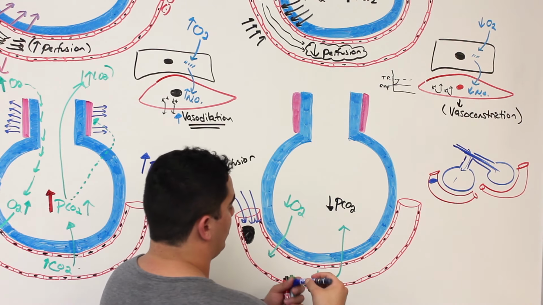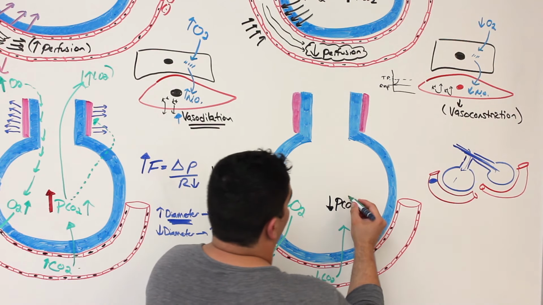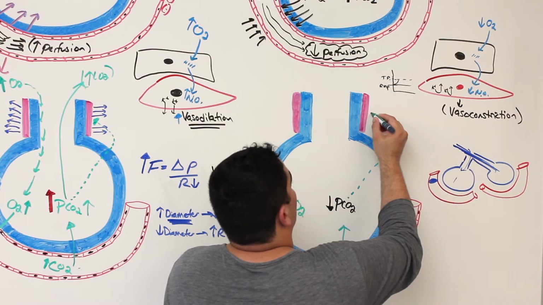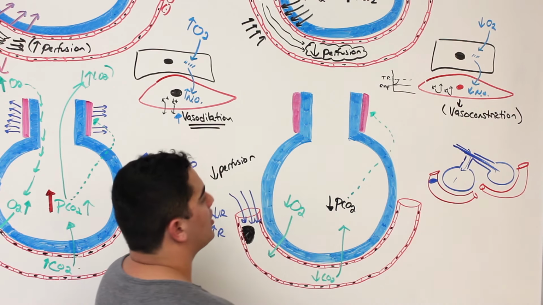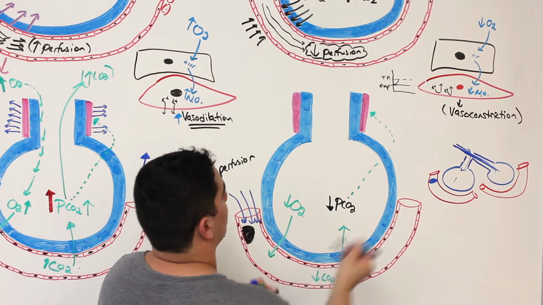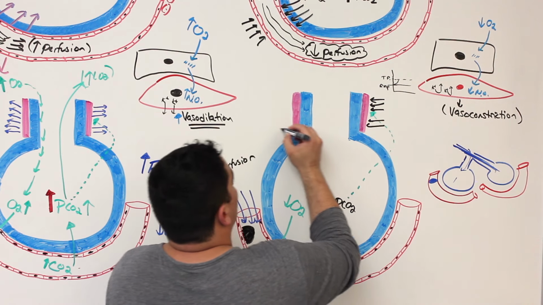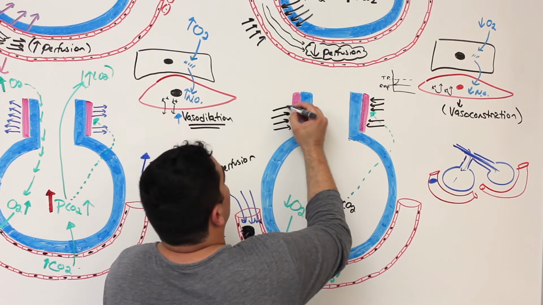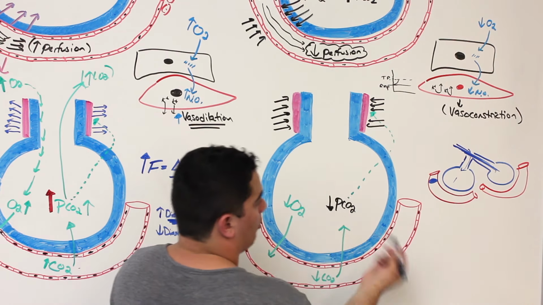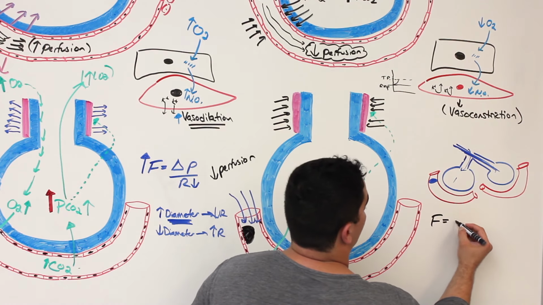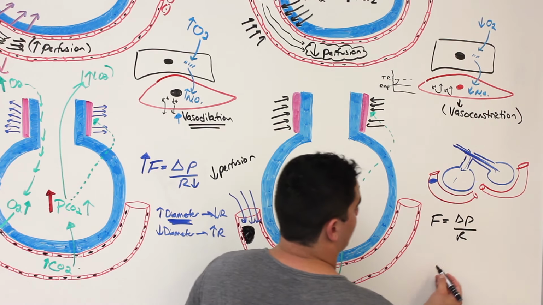So what is this CO2 going to do? Again, it's going to come over here to the bronchial smooth muscle. It's going to act on the bronchial smooth muscle, and look what happens to the bronchial smooth muscle. It constricts, right? And when the bronchial smooth muscle constricts, what happens to the airway? Go back to that formula. Flow is equal to the change in pressure over resistance.